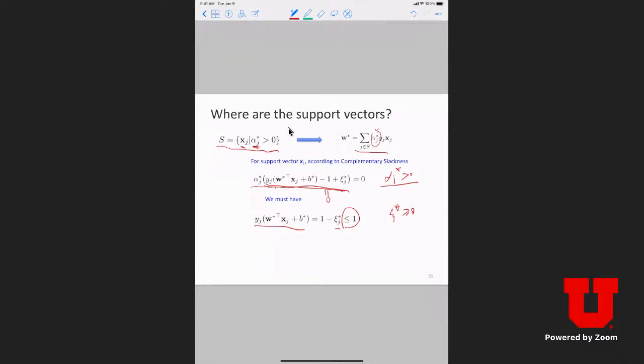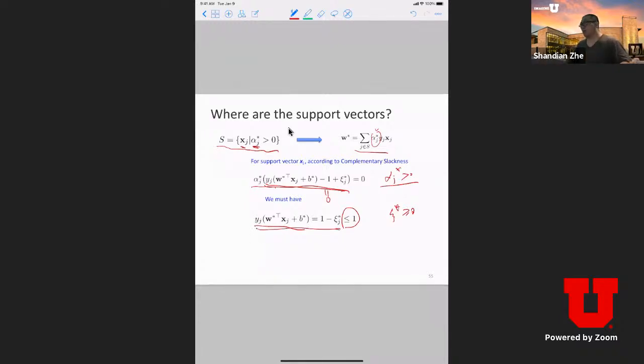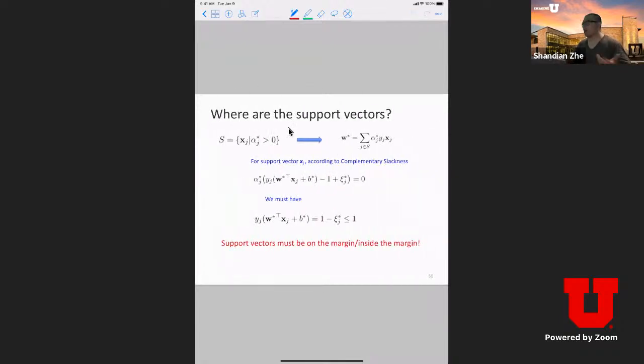So is it that support vectors are the outliers, kind of like outliers in that epsilon j constraint? Yes, exactly. Actually, this result we derived from complementary slackness explicitly shows us that the support vectors can only be those outliers which either stay on the margin or inside the margin.